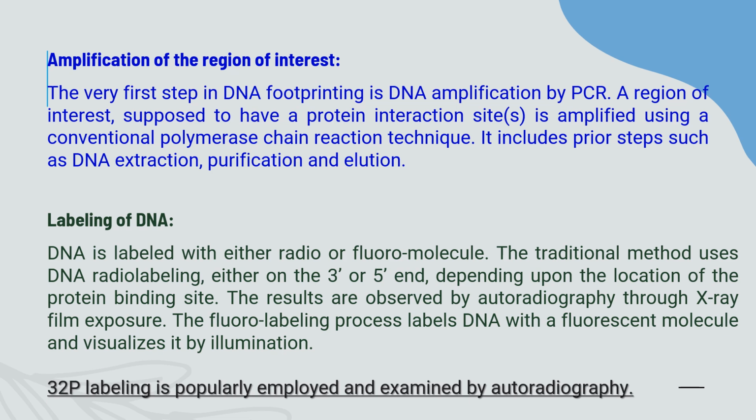Amplification is the first step, in which the region or gene of interest, which is expected to contain specific sequences eligible to act as a binding site of ligand or protein, is amplified. Amplification is done using the polymerase chain reaction technique to yield multiple copies of the gene for the assay. Labeling involves either the radio labeling technique or the fluorescence labeling technique. The 3' or 5' end of the DNA is labeled using radioisotopes or fluorescent molecules.